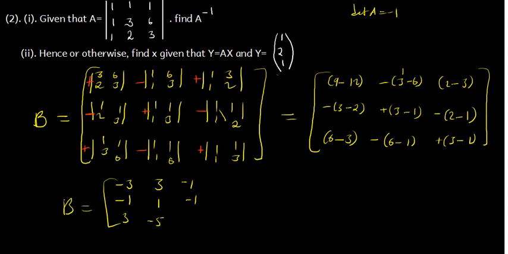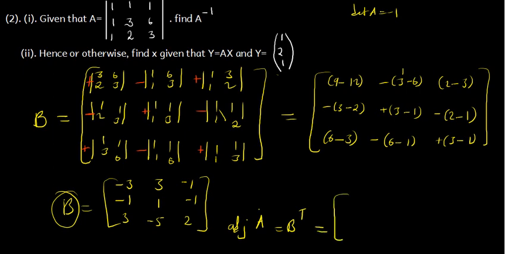3 minus 1, that is a positive 2. Now what we'll do is we're going to find the transpose of this matrix. The transpose of this matrix gives us the adjoint for the original matrix which we started with. So we're going to say the adjoint of A is equal to the transpose of this matrix which you formed.